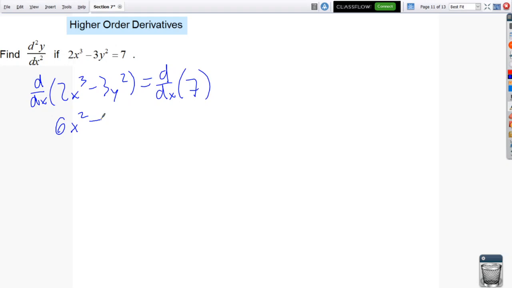minus, here's where we have to actually use the chain rule, because we've got, bring the 2 down, we get 6y, but we actually have to remember dy/dx. And looking at the other side, it's not too difficult. Derivative of 7, that's 0, right?